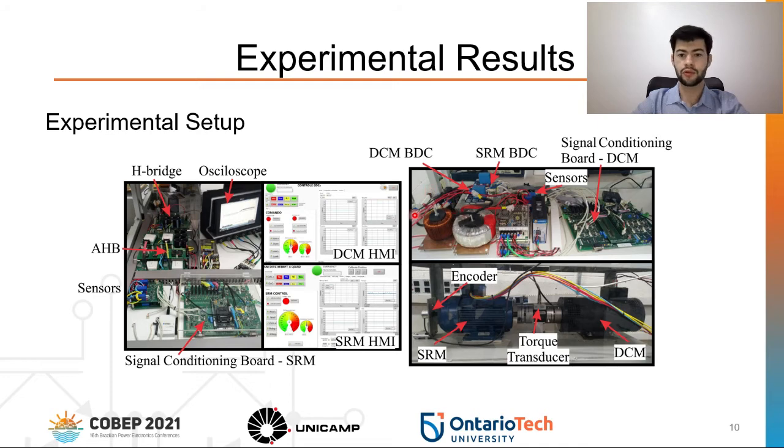There are also two bidirectional choppers to control the DC link voltage of the SRM, as you can see here at the figure, and for the DCM, as you can see here at the figure. We also developed two HMIs in LabVIEW software to control separately both machines. We can control the load torque and the speed of the SRM. This bench was developed because it gives us a lot of versatility in experimenting with the proposed system, and it will be further used in future works.